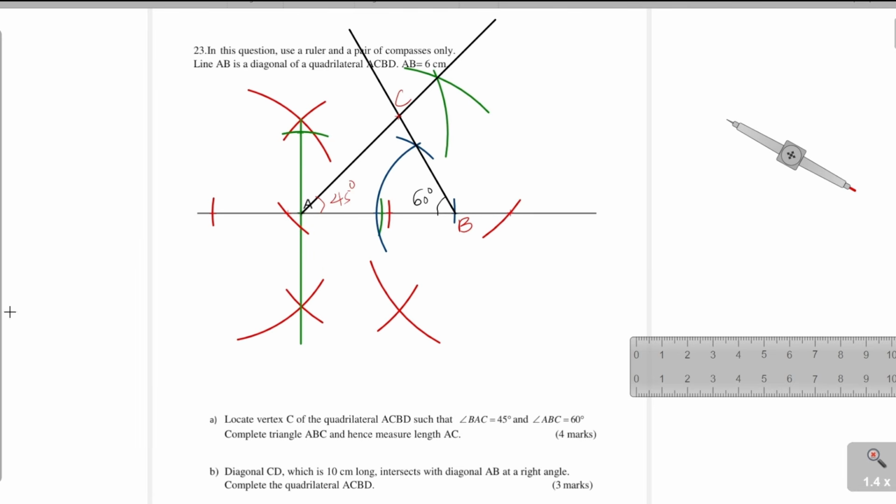Then join point C to the point of intersection. So that is the perpendicular. We have dropped a perpendicular from C, the point of intersection of these arcs. So we stood here, then made an arc here, another one here. Then standing at this point, we made this arc. Standing at this point, we made this arc. Then we joined. So that line is perpendicular to AB.